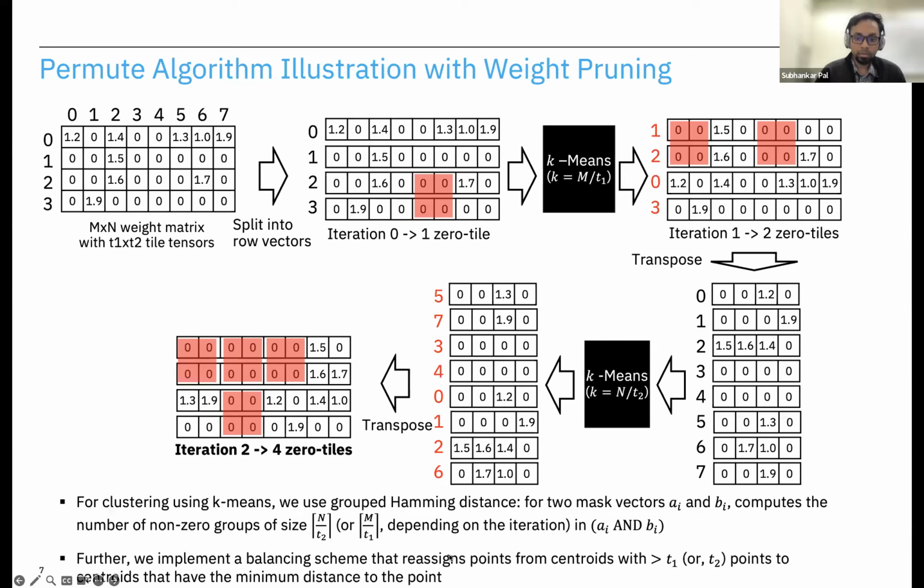Yeah, and then we also have to implement a balancing scheme because you don't want to have too many points in one cluster. For example, if you had lots of rows with the first 6 elements being zeros, you don't want all of them to cluster together. You would still want to cluster them based on the height of each tile. So we also implemented a balancing scheme that reassigns points from centroids that have too many points in them into the next best centroid as part of the k-means algorithm.